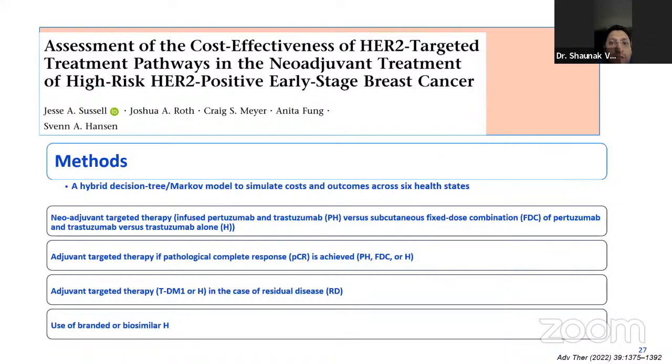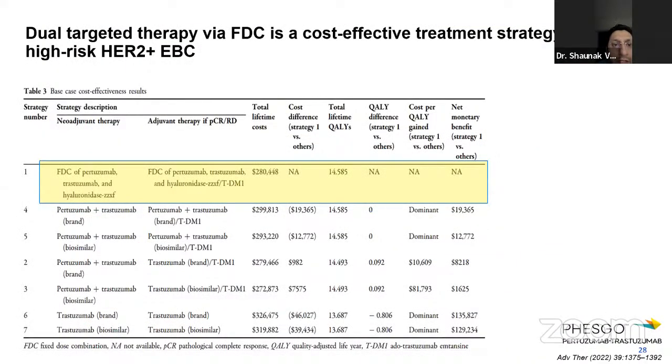So assessment of the cost effectiveness of HER2 targeted treatments in the neoadjuvant setting was also analyzed. This compared neoadjuvant targeted therapy versus the fixed dose combination of Phesgo, with adjuvant targeted therapy if pCR is achieved, and adjuvant targeted therapy in the case of residual disease. Next slide, please. So with the use of the fixed dose, the total lifetime cost was lesser compared to the use of the IV drug combination. Next slide.